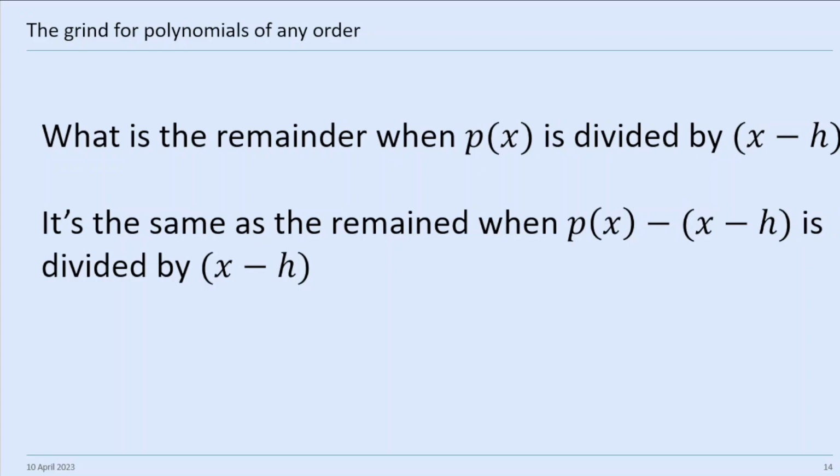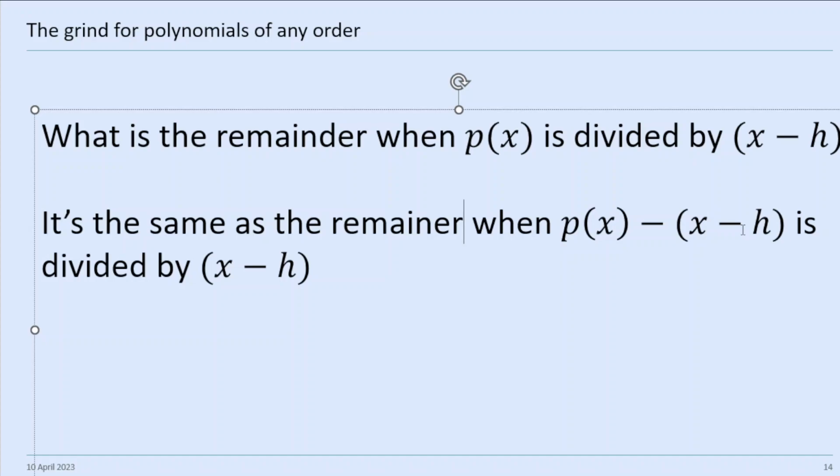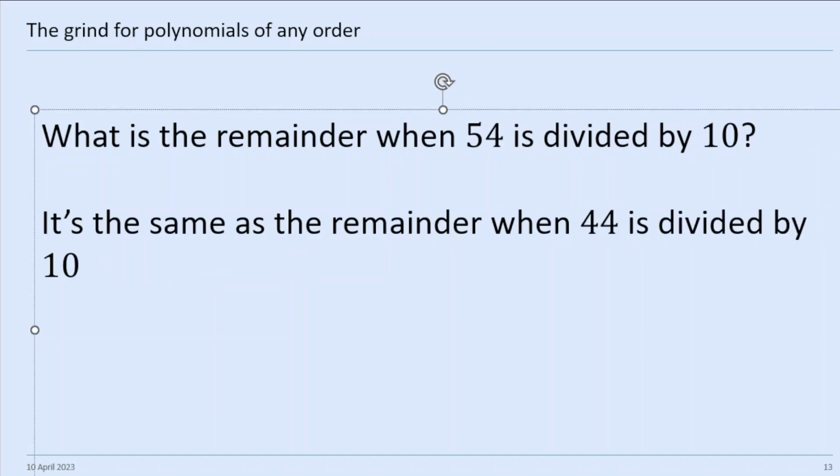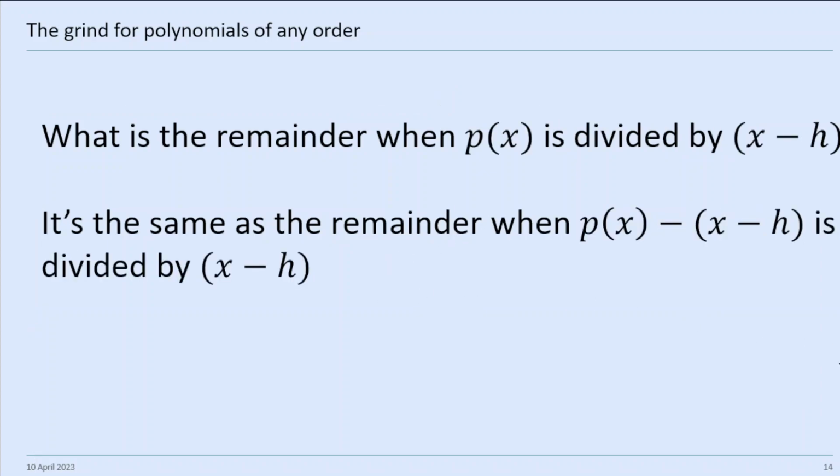And in the same way, what's the remainder when p of x is divided by x minus h? Well, it's the same as the remainder when p of x minus x minus h is divided by x minus h. So if we take x minus h, or a number of them, off p of x, we don't change the remainder when we divide by x minus h. So we can take a bunch of x minus h's off and not change the remainder.